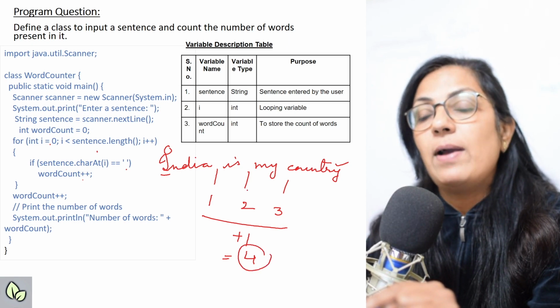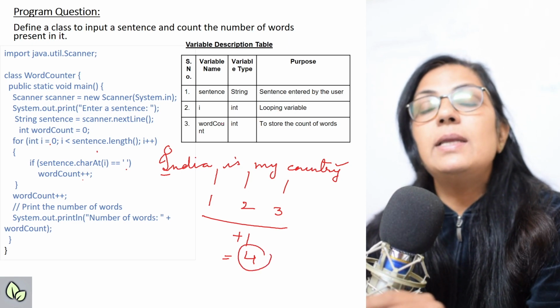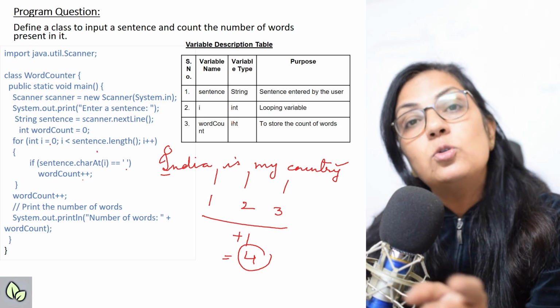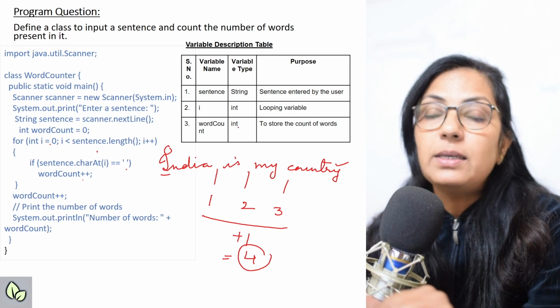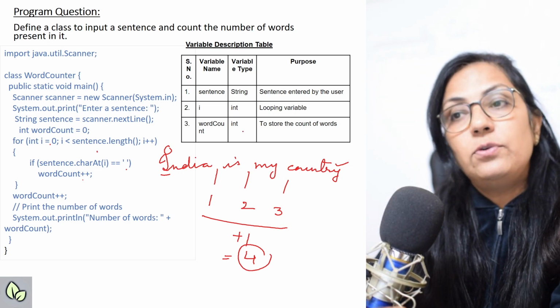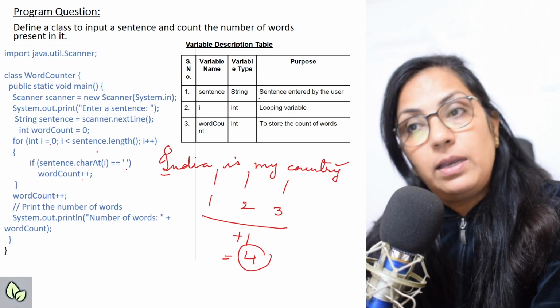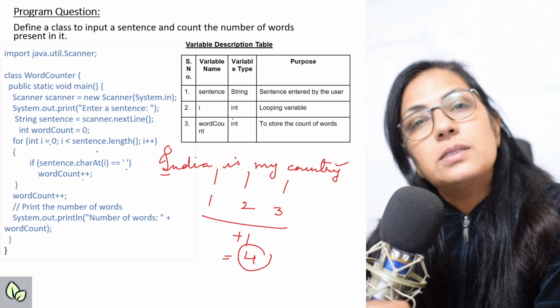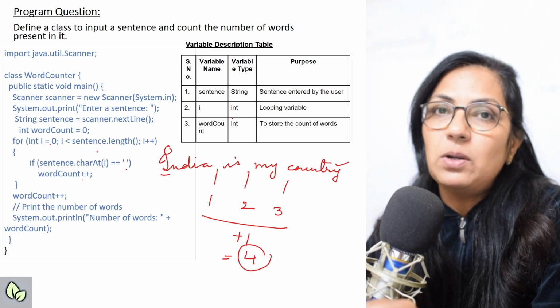अगर suppose if I have only 3 words, India is my. So कितने spaces हैं? 2 spaces हैं. So 2 plus 1 will be 3. Right? So like this you have to do the program. Here I have written variable description table also. Please check this. For strings, practice simple questions.